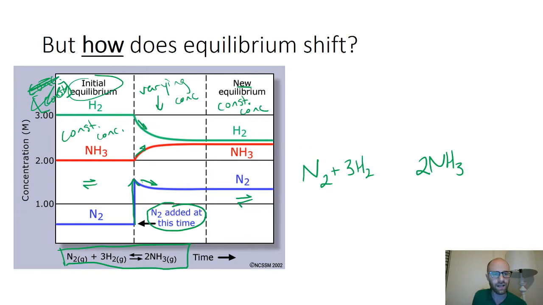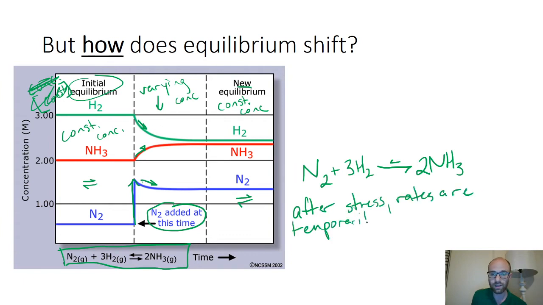But here, if we've got an actual change over time where the H2 is decreasing, the NH3 is increasing, and the N2 is decreasing, well, if the H2 and the N2 are decreasing over time, that tells me that they're getting used up faster than they're getting replenished. So I would say that in that middle zone, the forward reaction is probably happening a lot faster than the reverse reaction, which does disagree with our definition. We said equilibrium means rates are equal. Well, after our stress, rates are temporarily unequal.